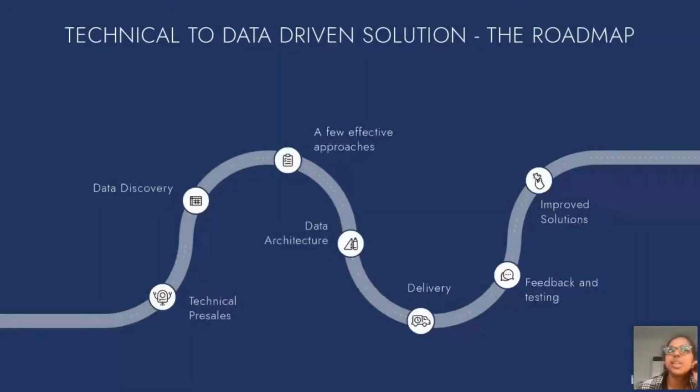And you should always keep that as open communication. This is a lovely diagram that I made just to summarize the whole thing. So you've got your prototyping, delivery, feedback and testing, and improved product or solutions. Just rushing through it, this is the roadmap, right? Technical pre-sales, data discovery, a few effective approaches. What I mean by this is prototyping, architecture discovery, delivery, feedback and testing, a visual roadmap from end to end, how you can be more data driven and think about literacy and some of the gaps that you face.